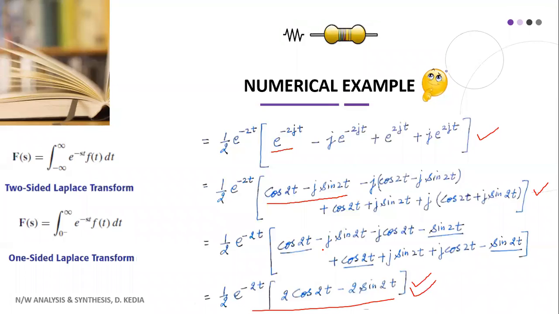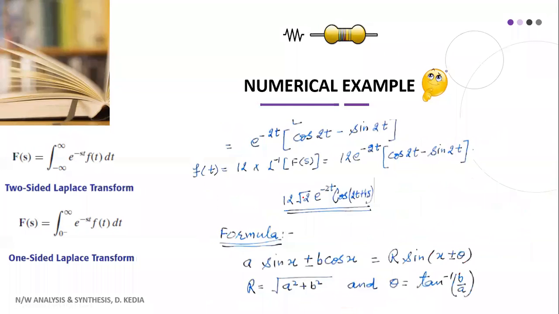Here some of the terms, in fact those complex terms, are cancelled with each other, like this minus j was cancelled with this plus j sine 2t. This term was cancelled by this term, so we are left with only the real part of the expansion. So we get 1 by 2 e raised to minus 2t, 2 cos 2t minus sine 2t. This we had seen yesterday. And then this was the expression. Then by multiplying it by 12 that was there in the original question, we get this solution.